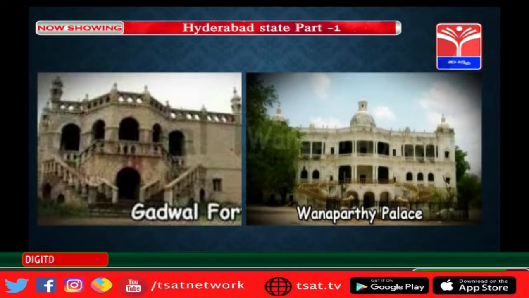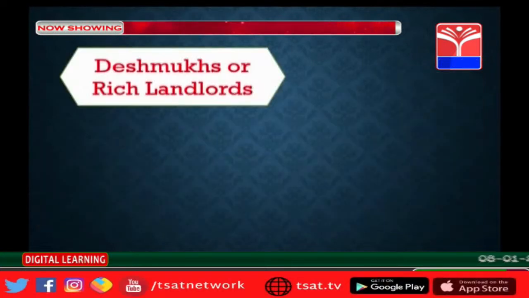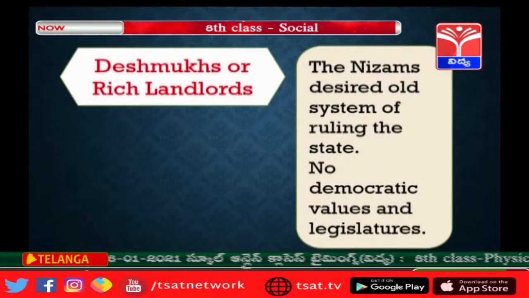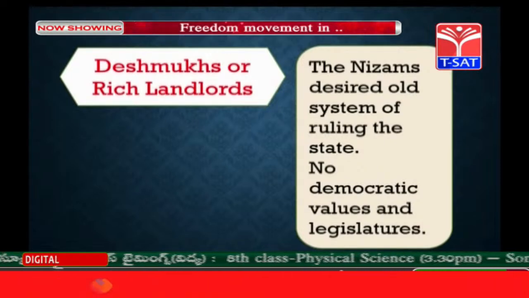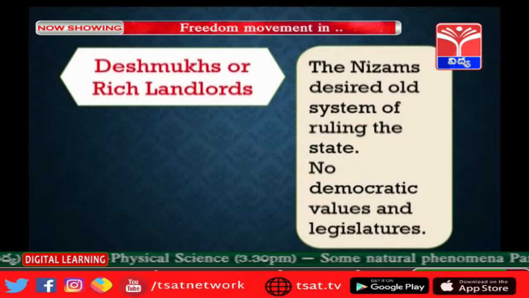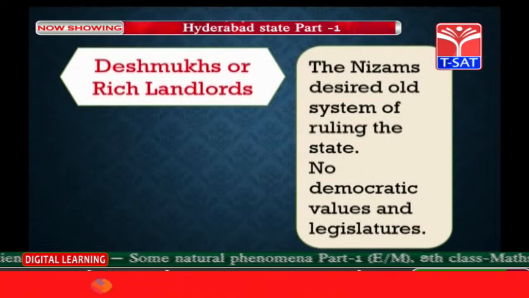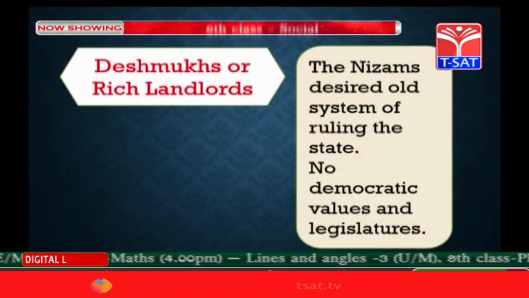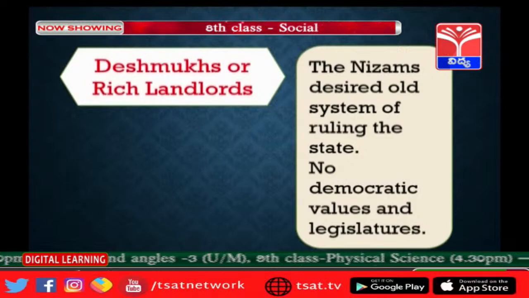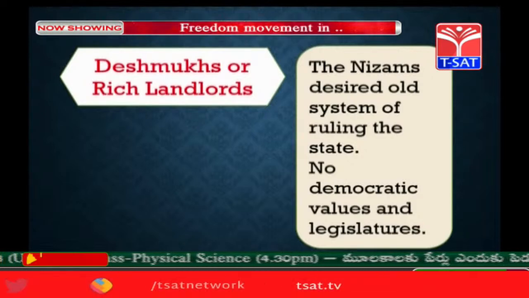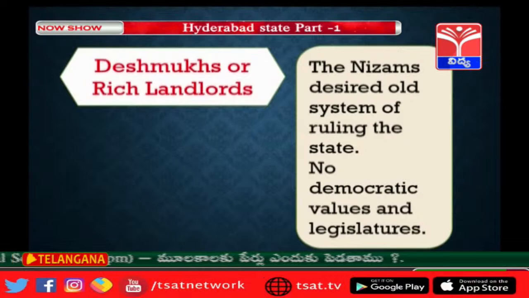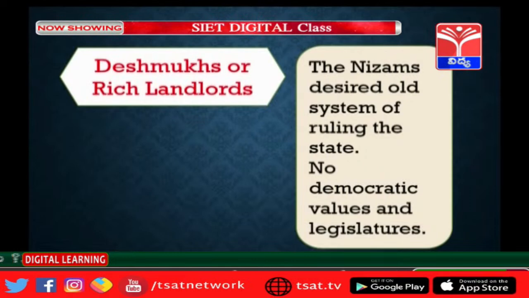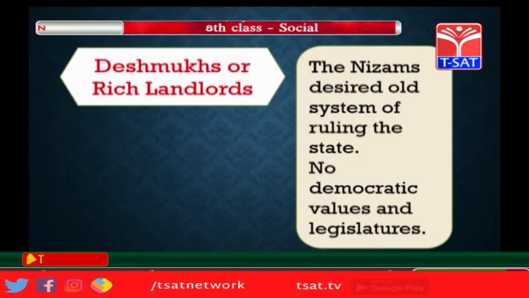Still they exist here. Deshmukhs are rich landlords. They were given high titles to hold land and rule their area, and supported the rulers with their military support as well as by collecting taxes and giving them to the ruler. But the Nizams desired the old system of ruling the state with Jagirdars, Samsthanams and Deshmukhs. That's why they said no to democratic values and legislatures.